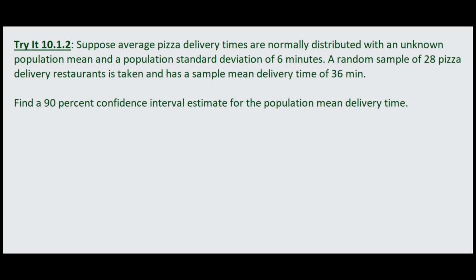In this problem, we're told to suppose that the average pizza delivery times are normally distributed, and that is key, normally distributed, so we can use z-scores, with an unknown population mean and a population standard deviation of 6 minutes. A random sample of 28 pizza delivery restaurants is taken and has a sample mean delivery time of 36 minutes. So let's discern what we're given first before we try to figure out this problem. We're told to find a 90% confidence interval estimate for the population mean delivery time.